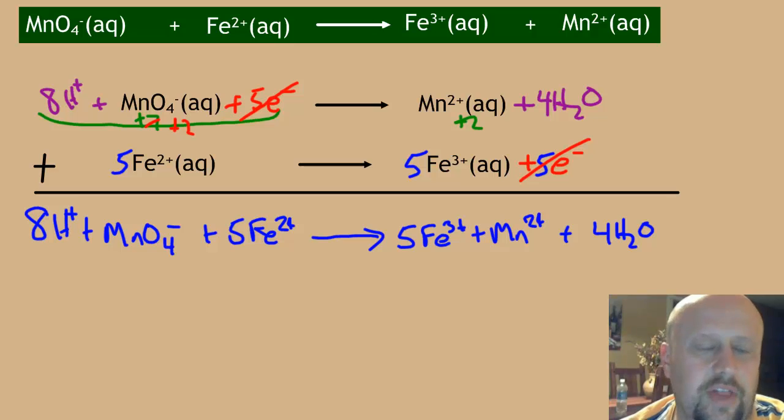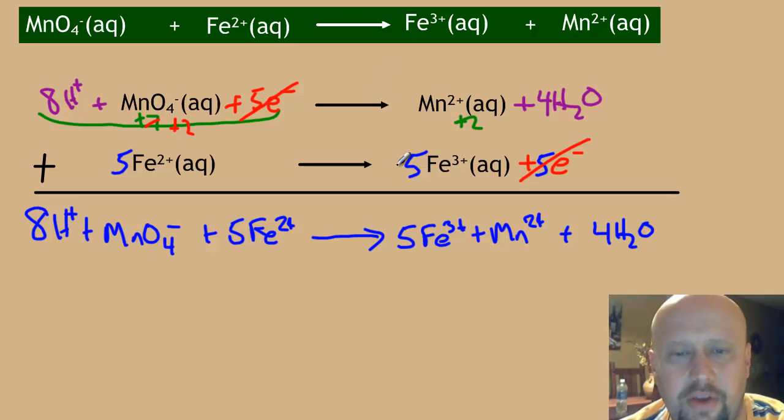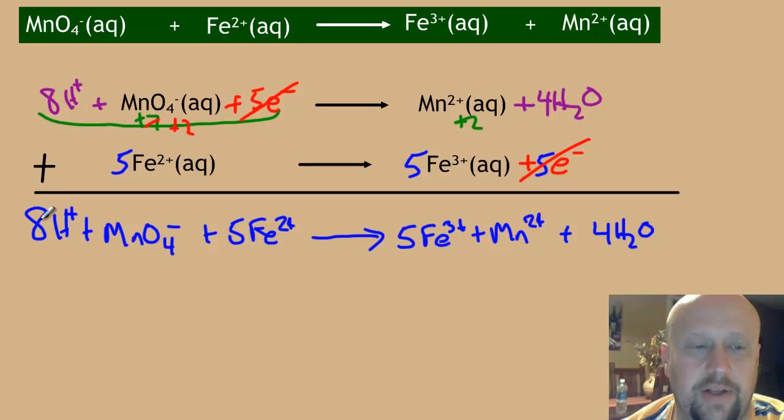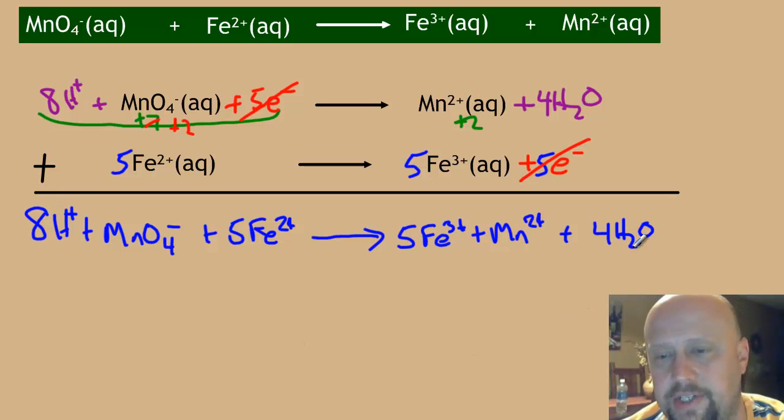Now we're essentially done at this point, but you've got a couple of checks here that you need to do. They're the last step, which basically just says now that you've written everything down, make sure that it actually balances. So I've got 8 hydrogens here, 4 times 2 is 8 here. I've got 4 oxygens, 5 irons, 1 manganese, 1 manganese.